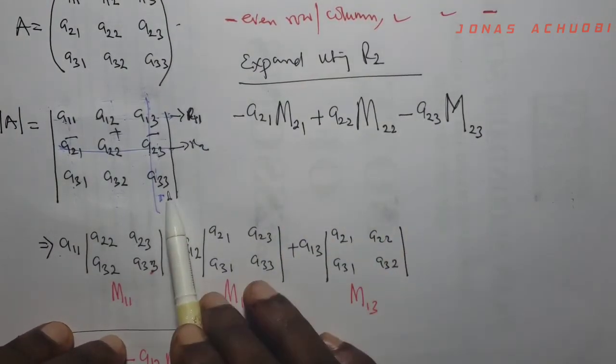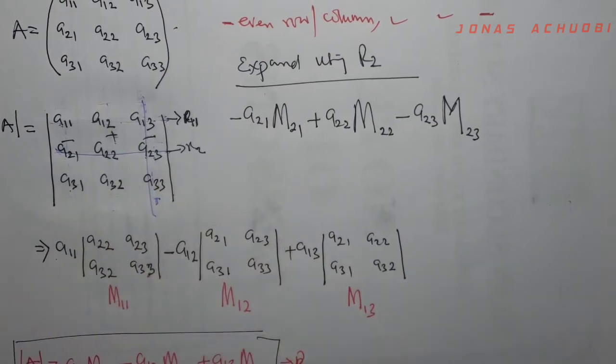You can do this using row 3. You can do it using column 1, column 2, or column 3. You have the liberty and the choice to make.